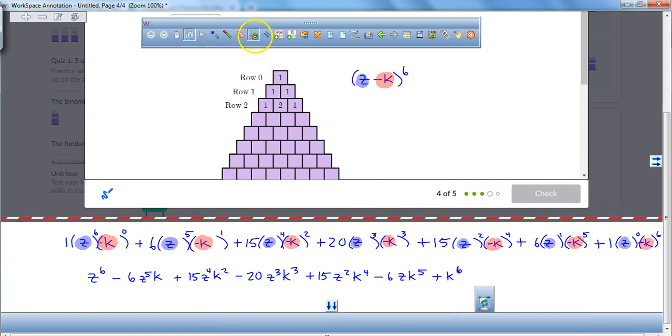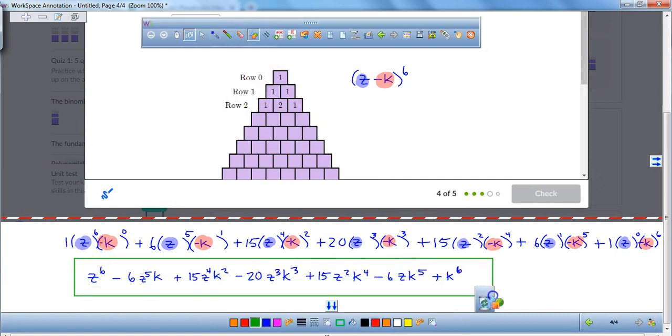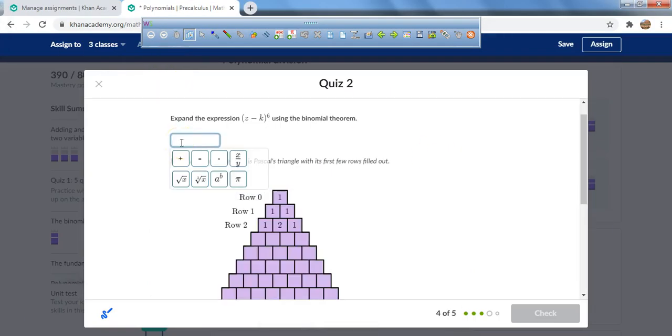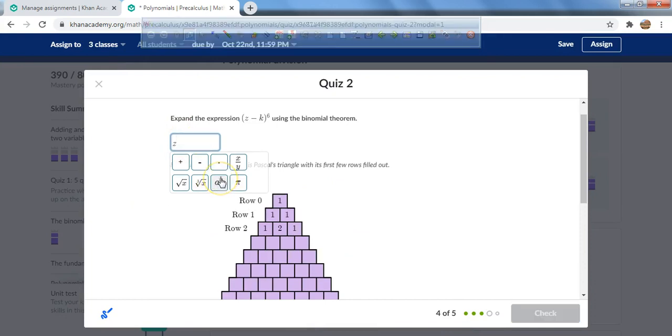And that's going to be my final answer, and that's what I'm going to type in carefully. All right, so here we go. So we have z to the power of 6. I wish they didn't go all the way to the power of 6. It takes forever.